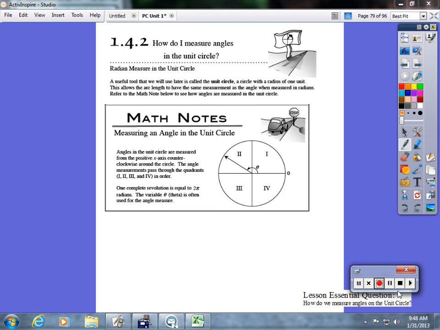And 1.4.2, the essential question: how do we measure angles on a unit circle? Again, back to degrees and radians, talking about the unit circle. Just a small note here about quadrants. They work the same in the unit circle as they do on a coordinate plane. We will refer to that at different times.